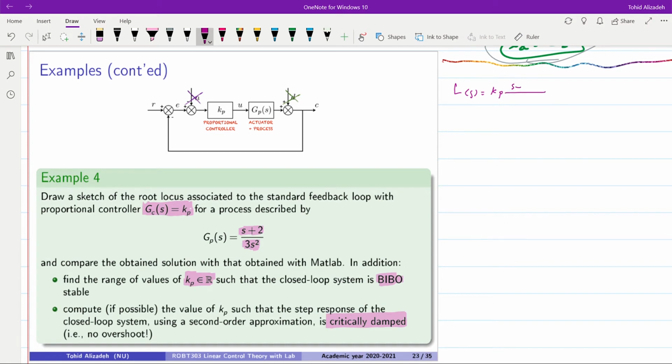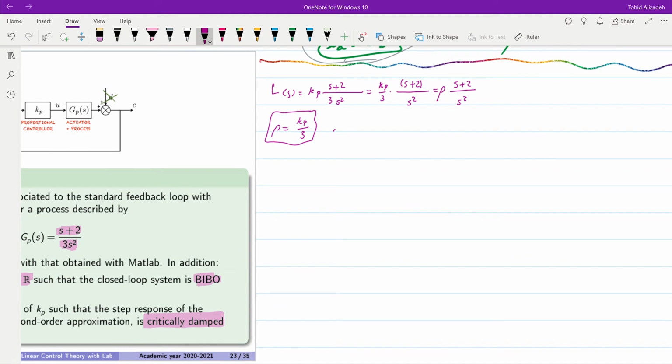Kp times (s + 2) / (3s²), and we can rewrite it as Kp/3 times (s + 2) / s², and this is equal to rho times (s + 2) / s². So we have rho equal to Kp/3, just keep note of that, and then we have n equal to s + 2, the numerator, and d is equal to s².